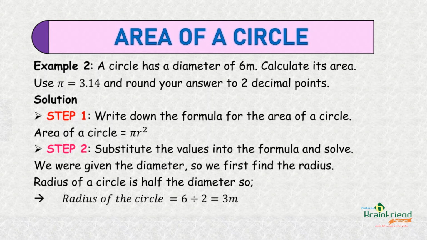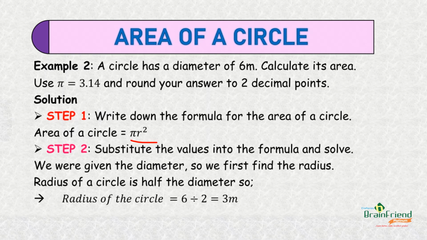Example 2. A circle has a diameter of 6 meters. Calculate its area. Use pi is equal to 3.14 and round your answer to 2 decimal points. So our first step is to write down the formula for the area of a circle. And the area of a circle is equal to pi r square. Now we substitute the values into the formula and we solve.